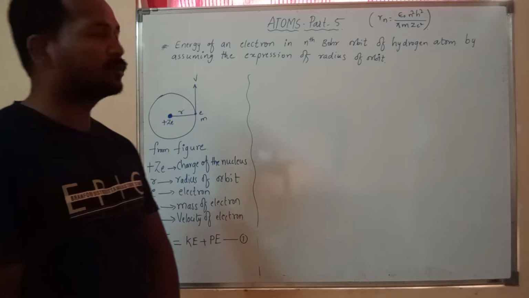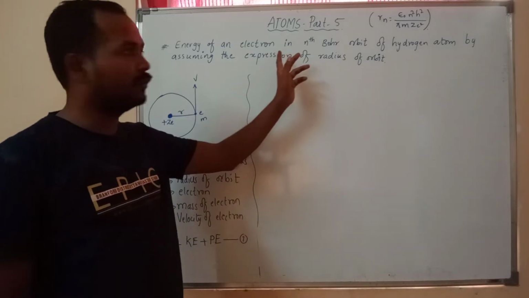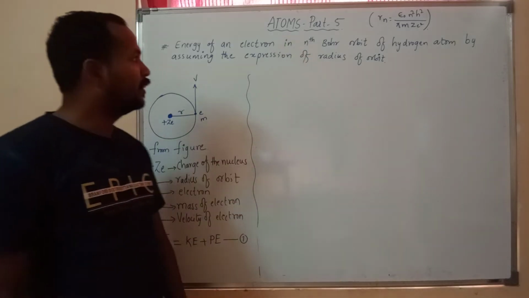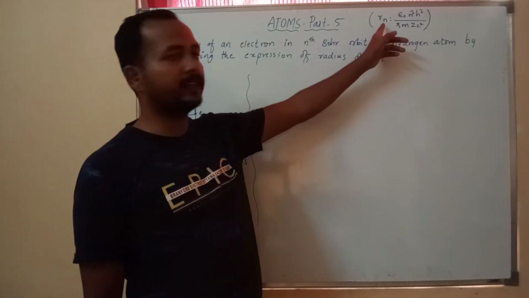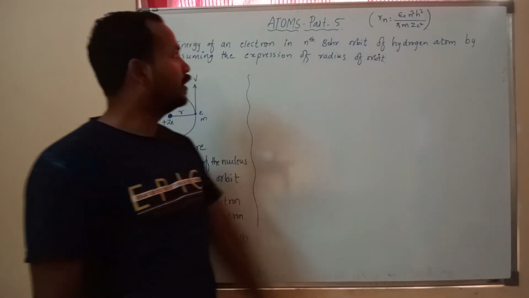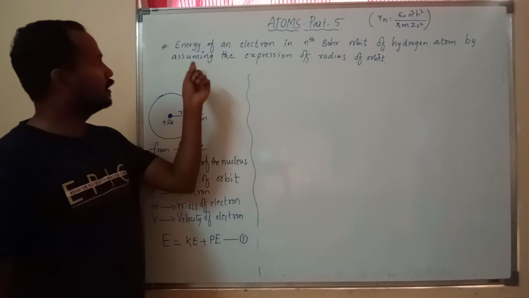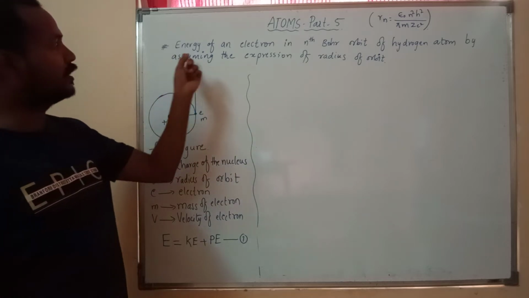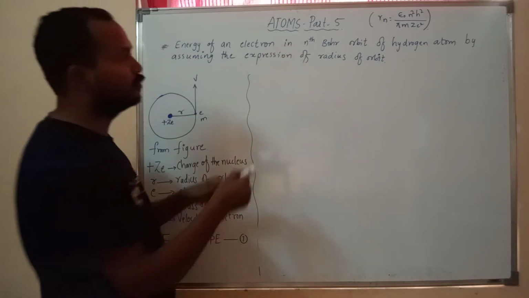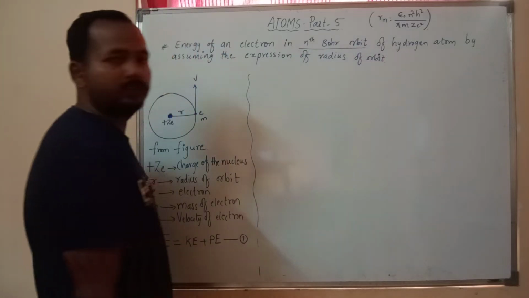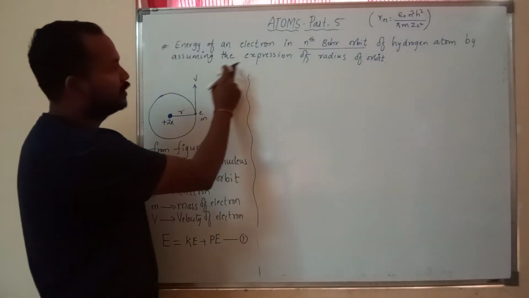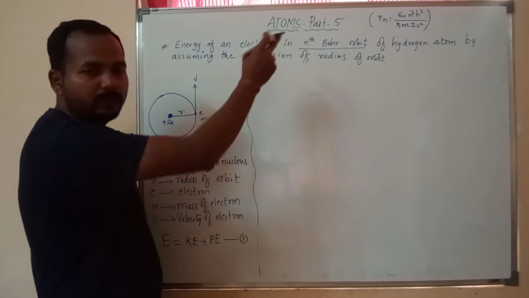Today, atoms part 5. I'm doing the video on atoms part 5. Last class we derived the equation for the radius of the orbit of the hydrogen atom. So today we are going to deal with the derivation of the energy of an electron in the nth Bohr orbit of hydrogen atom by assuming the expression for the radius of the orbit.